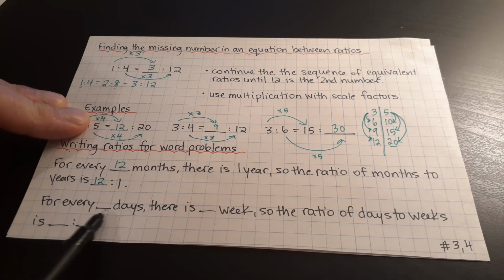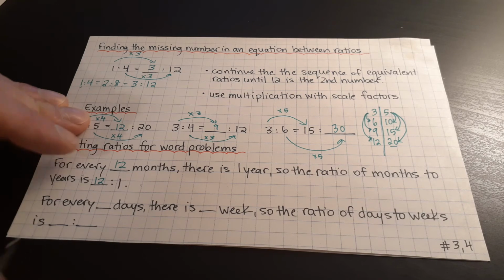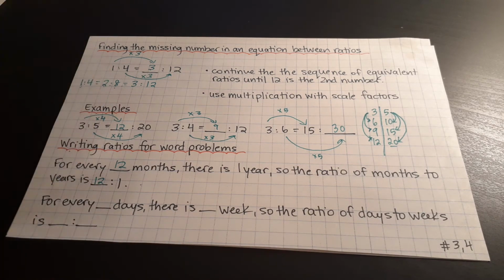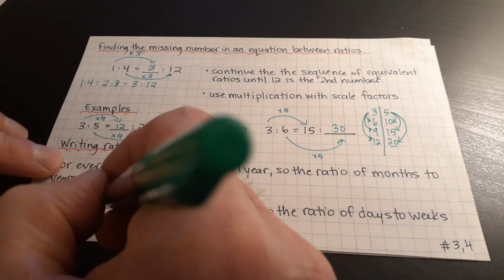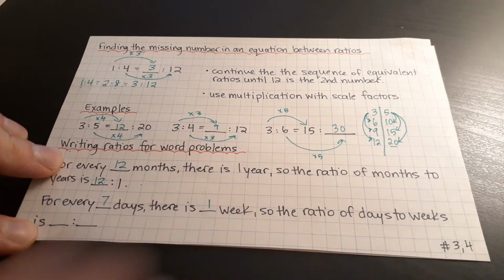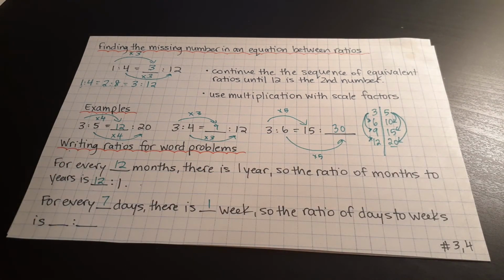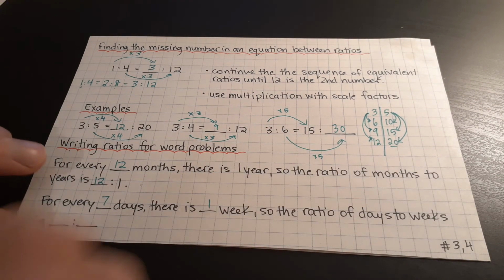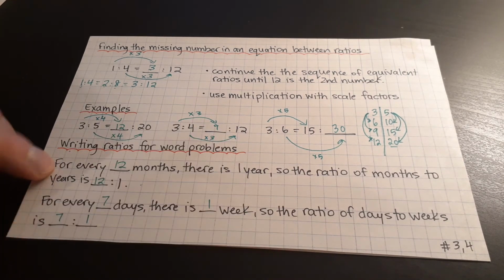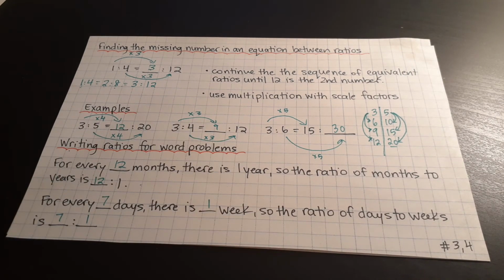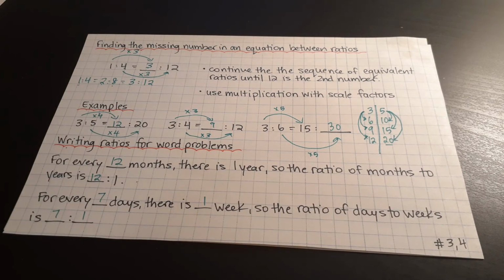Next one says for every blank days, there is blank week. So the ratio of days to weeks is blank to blank. Well, this one would have more answers. Let's start most basically. For every 7 days, there's 1 week. So then the ratio of days to weeks is 7 to 1. And again, at this point, you can use that information as well as the previous stuff here to work on number 4. You can pause it there.